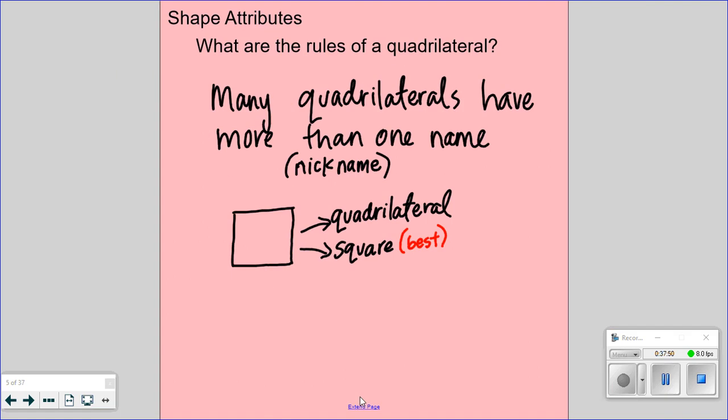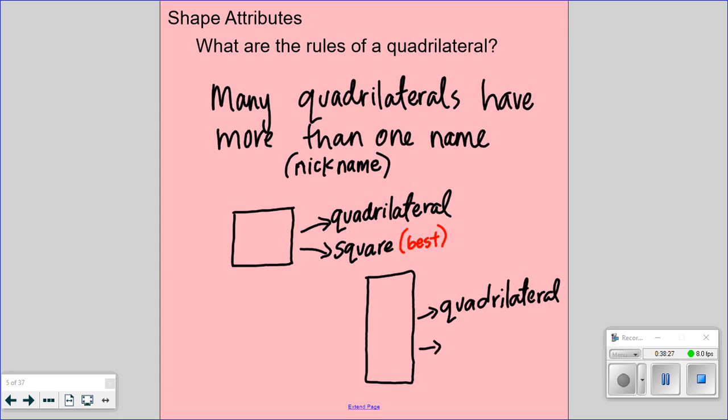Alright, so let's look at another shape that you probably recognize. Look at our rules. Does it have 4 sides, 4 corners? Yes. Is it closed? Yes. Does it have straight sides? Yes. What can I call it? Quadrilateral. It is a quadrilateral. That is a correct name for this shape. Is it the most specific name? No, you probably know it by a better name.